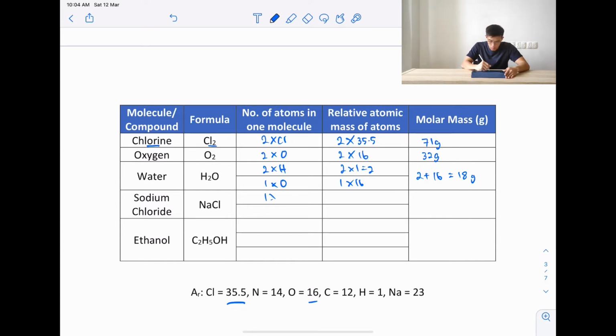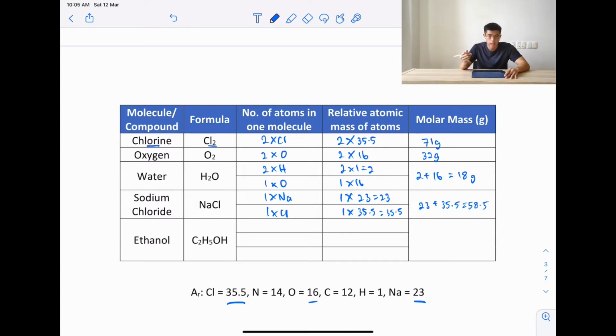Next we have this compound, sodium chloride. So it's 1 sodium and then 1 chlorine. Sodium is 1 times 23, so we end up with 23. Chlorine is 1 times 35.5, so we end up with 35.5. So we add them all up. It's 23 plus 35.5, and we'll end up with 58.5.